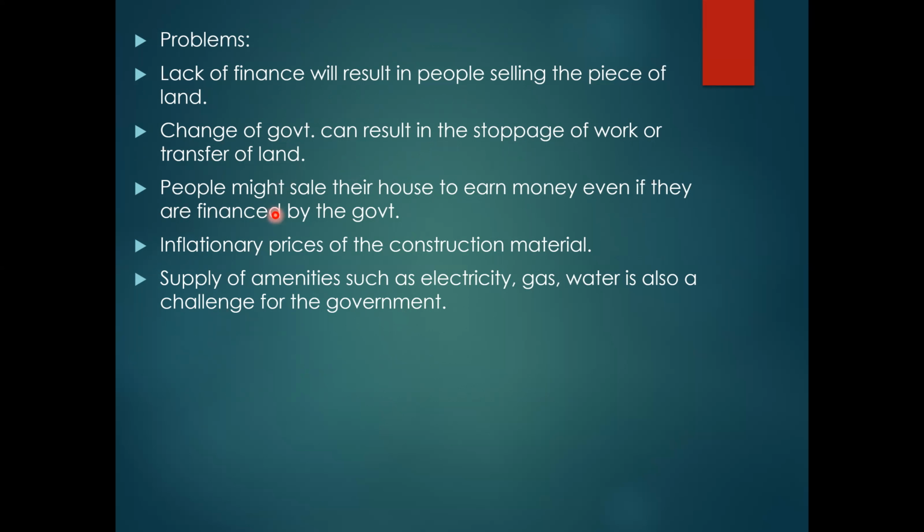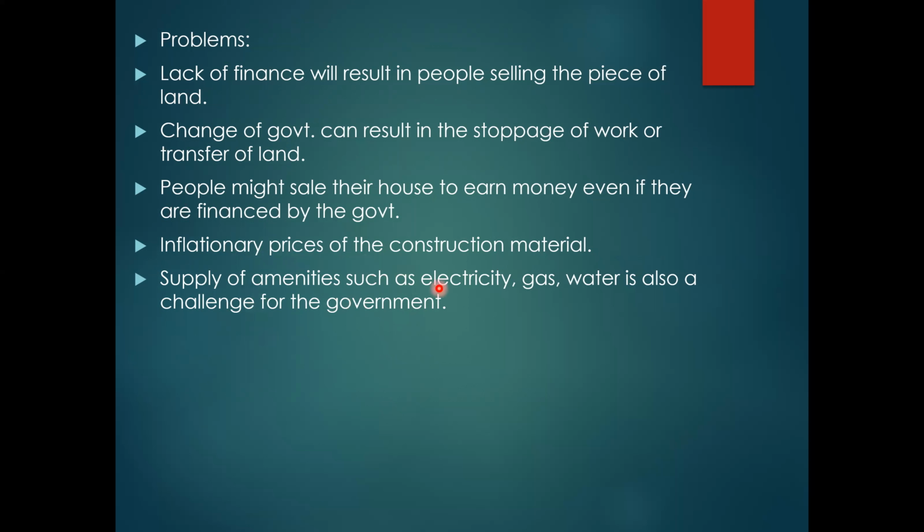what we call cunning kind of people as well. What they are going to do is build the houses, sell their houses to earn money, and go away. Maybe the government gives the piece of land to the people, but due to inflation, that is the rise in prices, महंगाई, the construction material might become expensive and the people won't be able to build their houses.